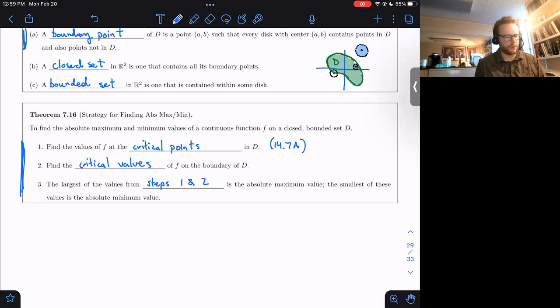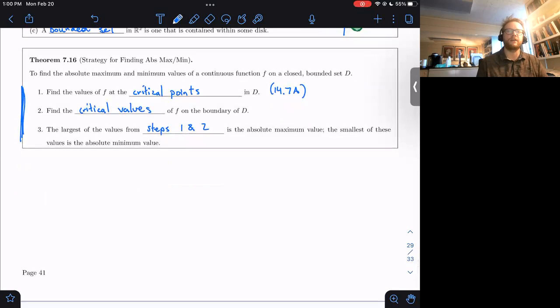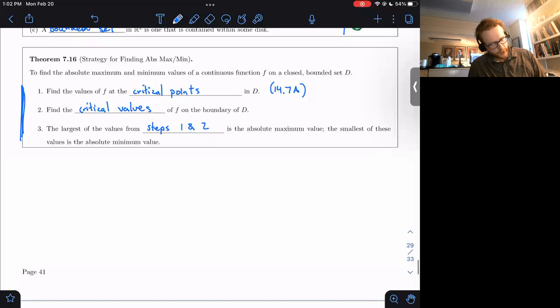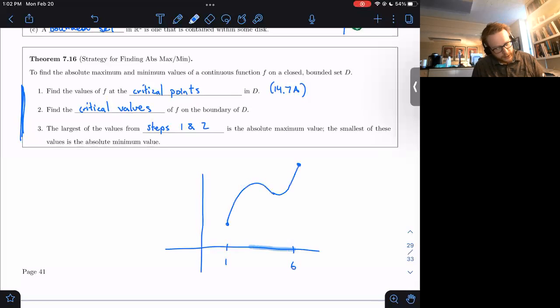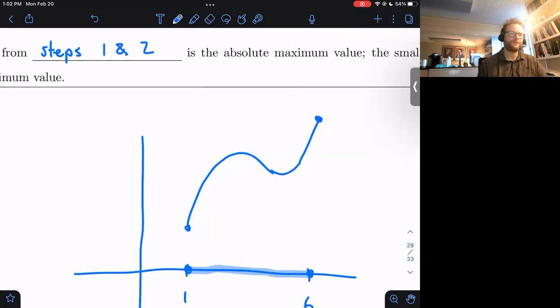Let's do a quick review here of how we did this back in our Calculus 1 days. Again, this will help us transition into the Calculus 3 stuff. So in Calculus 1, you may have had something like this. Let's suppose we were looking for minimums and maximums on the interval from 1 to 6 or something like this. A nice closed and bounded set, it doesn't go off to infinity here. We're on the set from 1 to 6, and we do include the endpoints. So no open dots or anything like that.